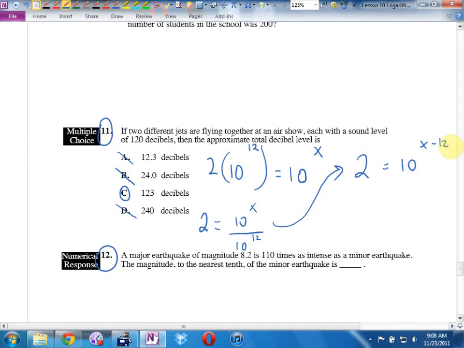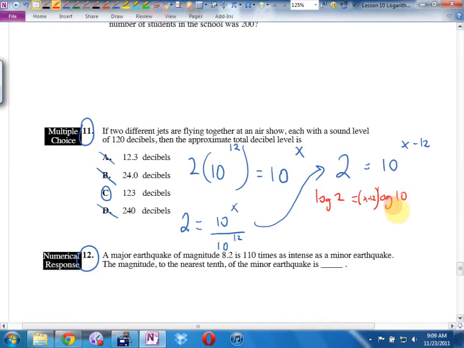So I'm going to log both sides, base 10. And because I'm in a rush, I'm actually going to take a shortcut and move the exponents down to the front, all on the same line. I would never do that on a test or a quiz, because you saw I made a dumb mistake today in my answer key. This is interesting. What is the log of 10? Oh, that's even nice. So if I hear you correctly, I get this. Log 2 equals x minus 12.